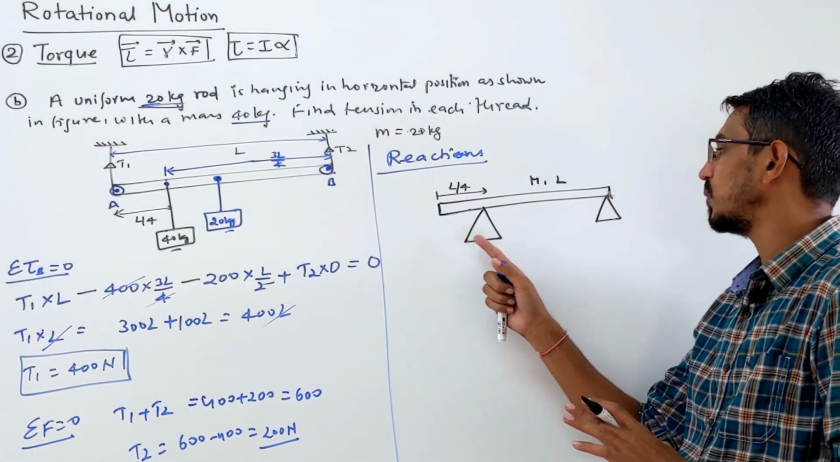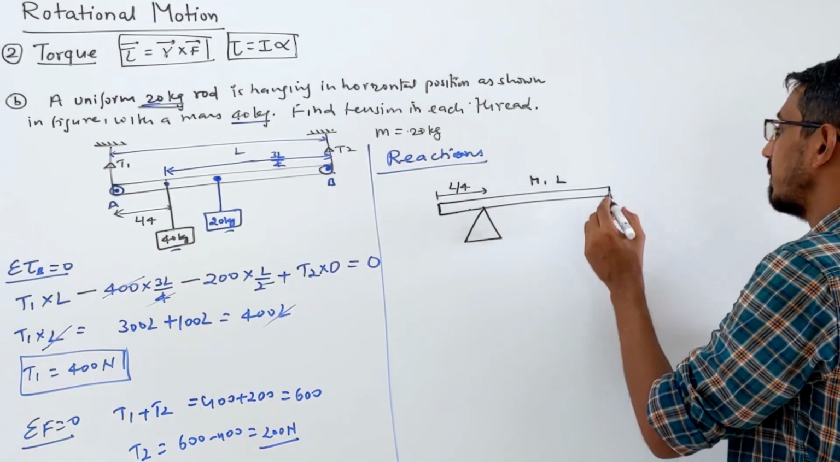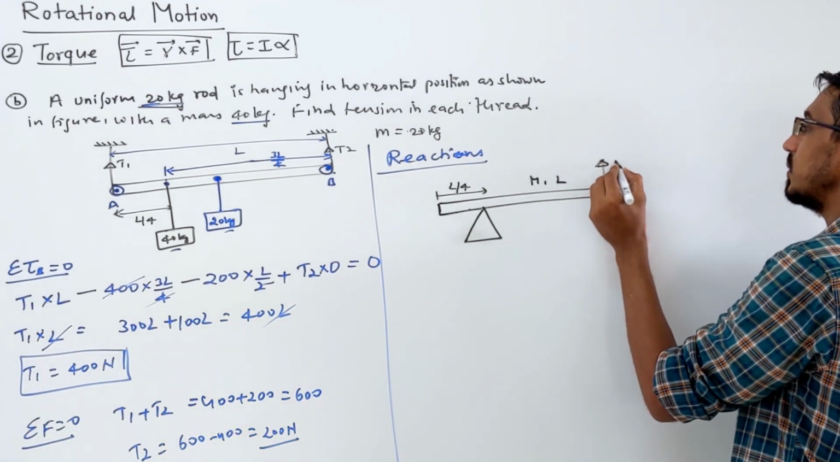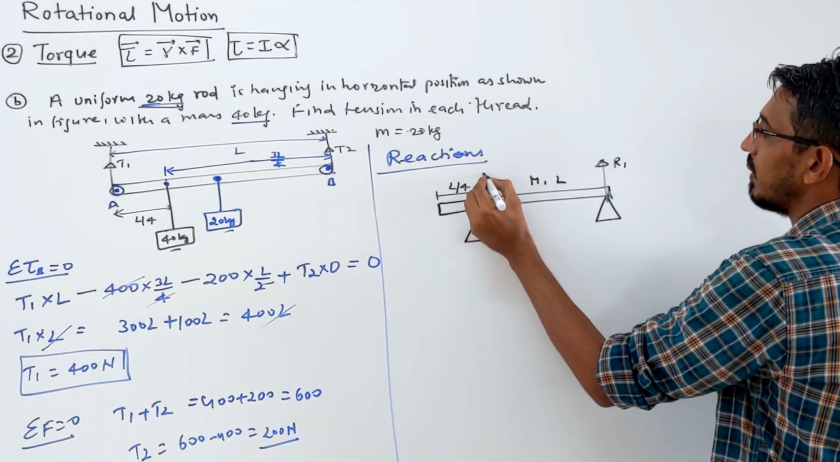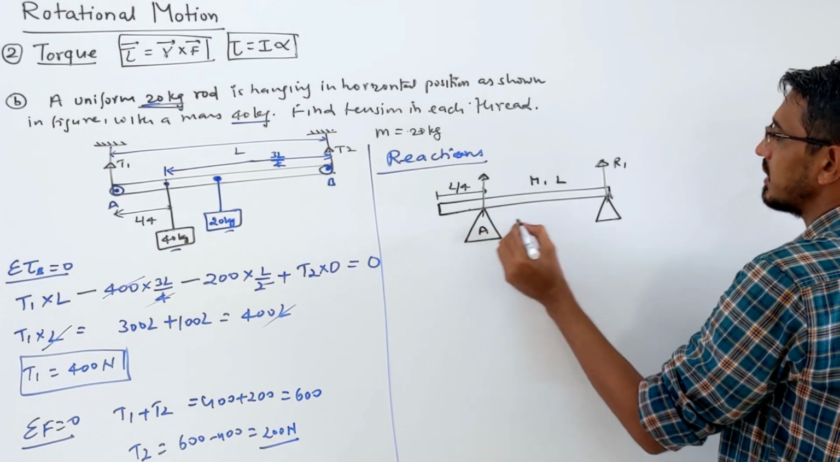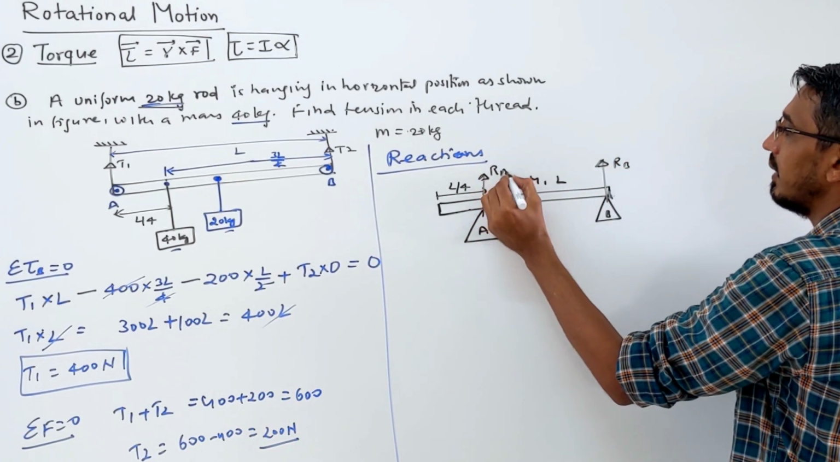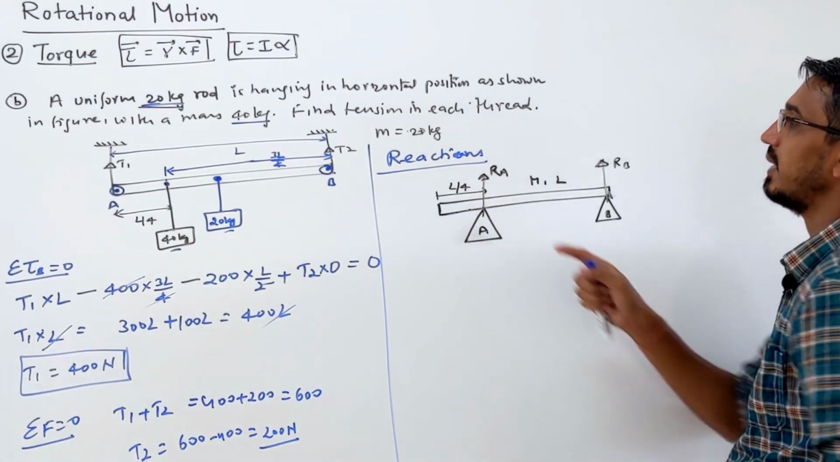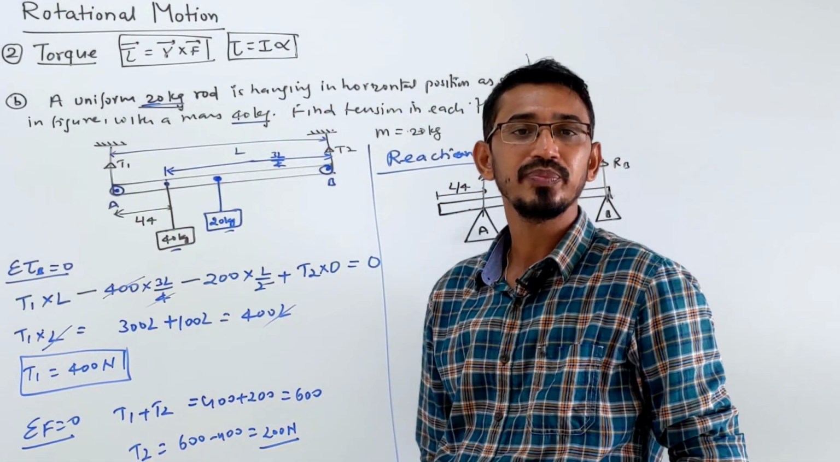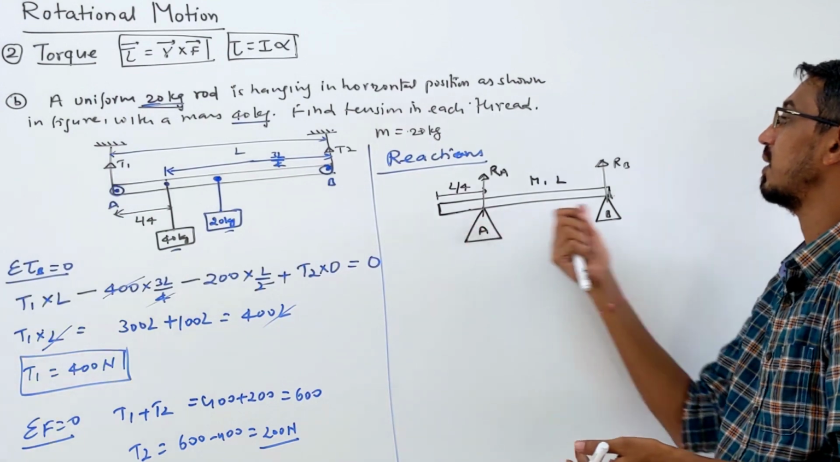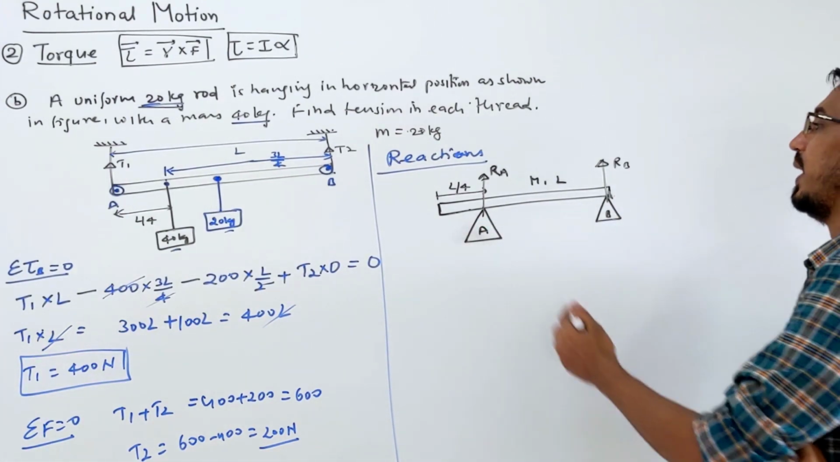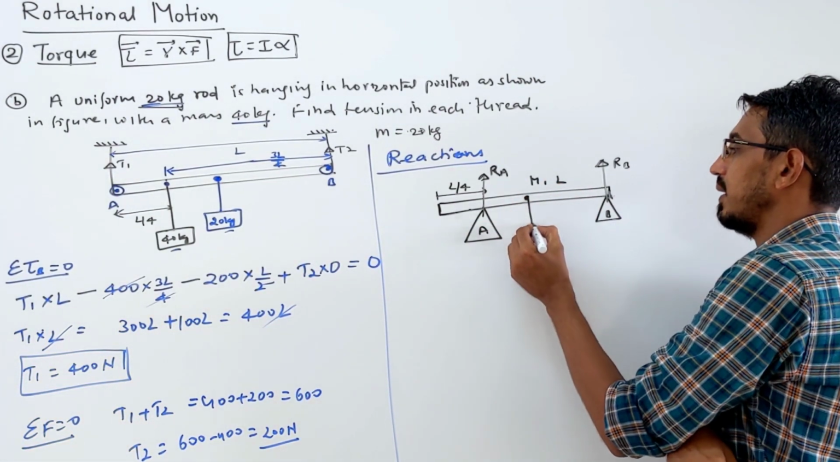What is the reaction due to these two supports? The reaction will act upward. You can call this reaction R1, or give names A and B to the supports, so that reaction is called RB and this reaction is called RA. These reactions we have to calculate. Here we calculated tensions, so it is exactly a similar question, just we have to calculate reactions. The weight of the rod will act at the middle point again.